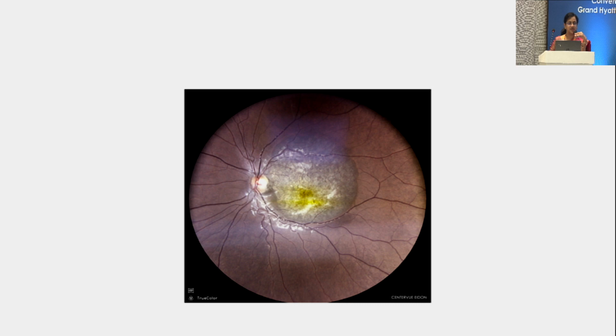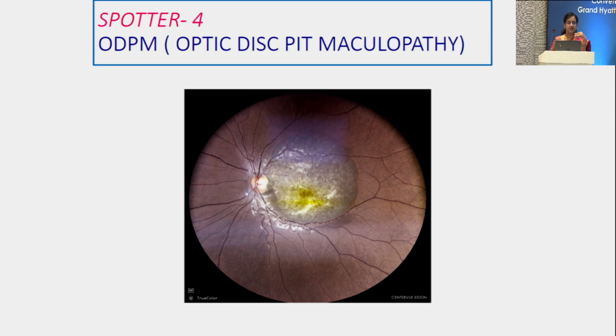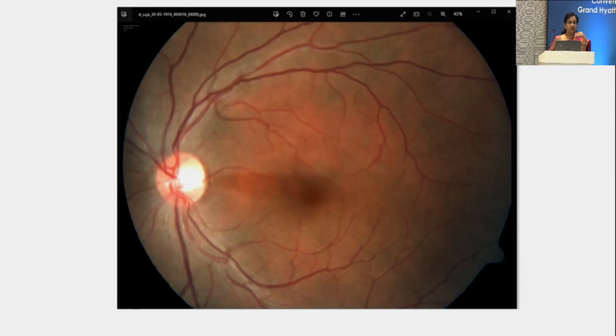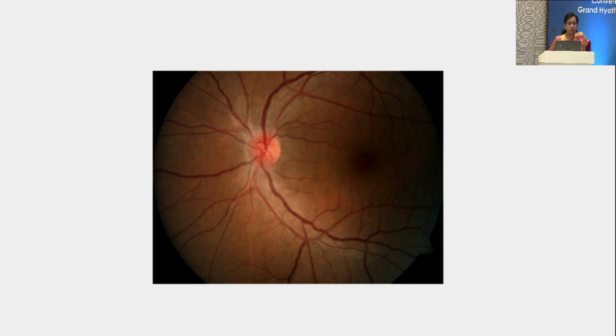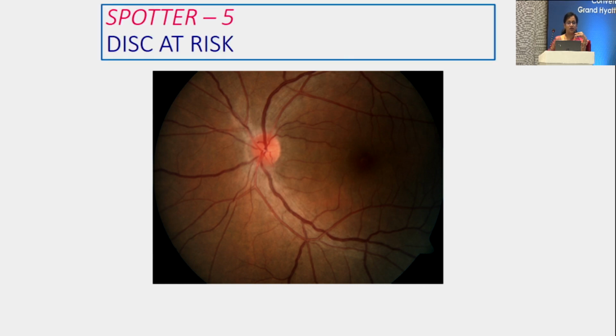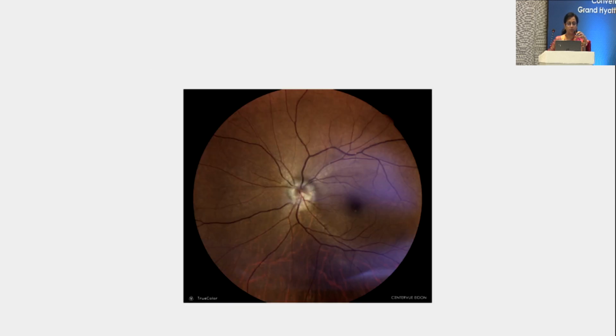You have a huge CSR with fibrin deposits, and again with a tract up to the macula because of the central serous retinopathy, maculopathy. What is this spotter? This is a disc at risk, and you can see crowding of the optic nerve fibers, and these are discs which can go for non-arteritic type of ischemic optic neuropathy.